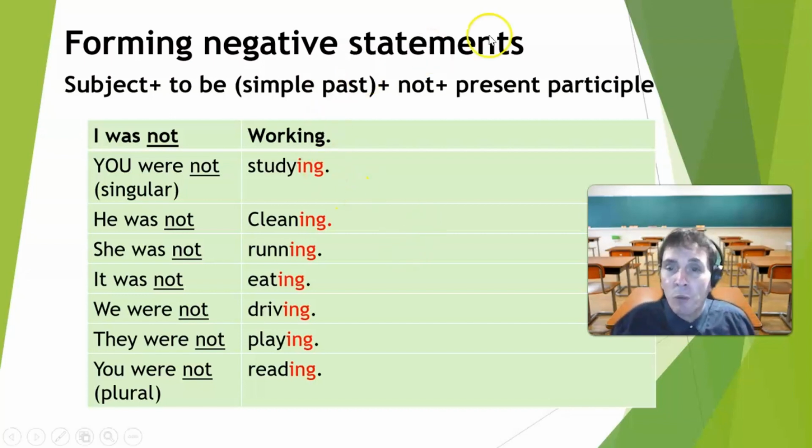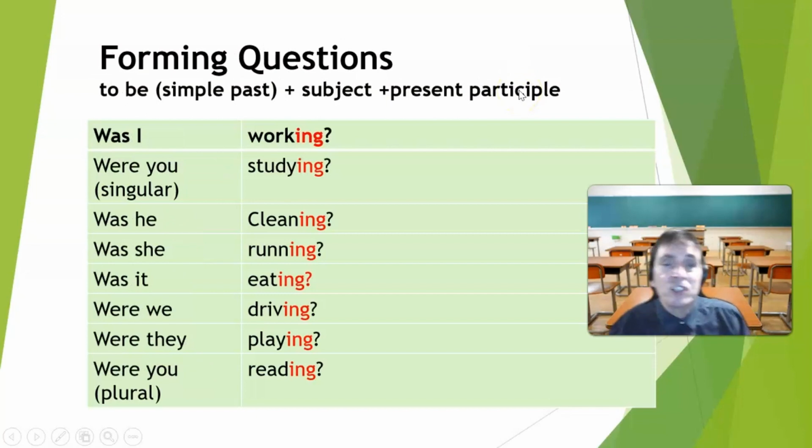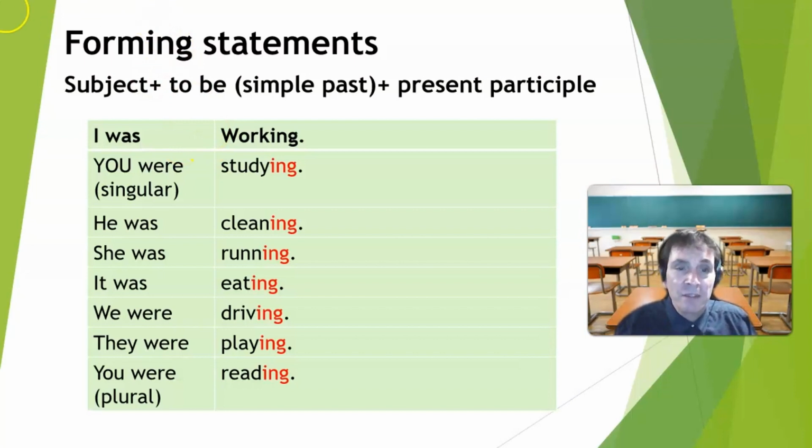Okay, now let's take one more step further and let's talk about forming questions. So when we are forming questions, just to go back here for a moment, when we're making statements, we have the subject and then to be and then the present participle. We are simply going to flip these. So instead of saying I was working, you are going to say was I working? Instead of saying you were studying, you are going to say were you studying?